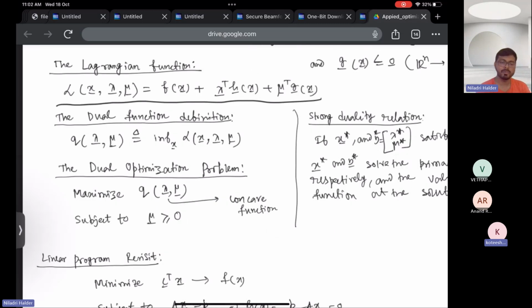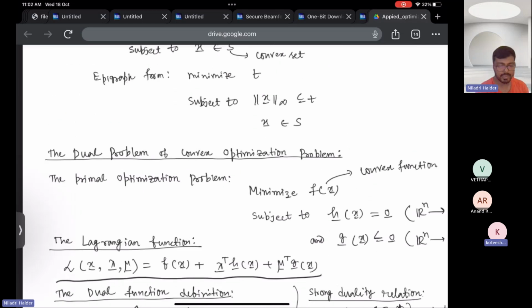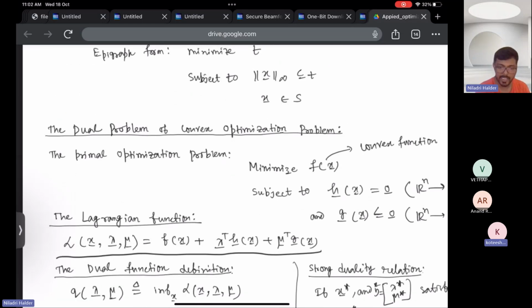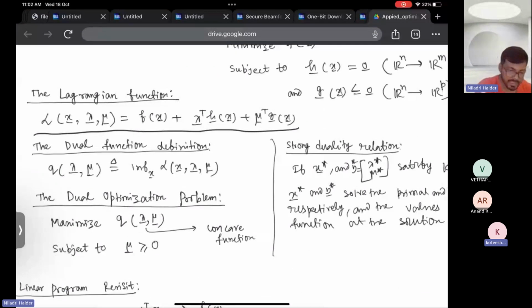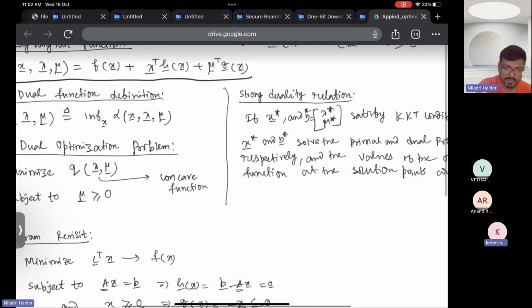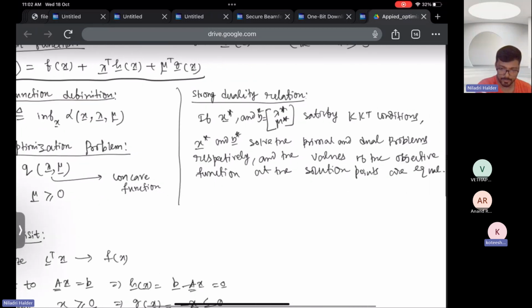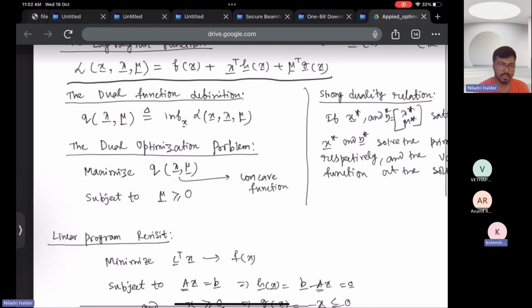Then the dual optimization problem is as follows. The primal optimization problem was minimizing f(x) subject to h(x) equal to 0 and g(x) less than or equal to 0. Now the dual optimization problem is to maximize the dual function q(lambda, mu) subject to mu greater than or equal to 0. So that is the dual optimization problem. And the strong duality relationship is that the solutions of the dual and primal optimization problems will be the same.